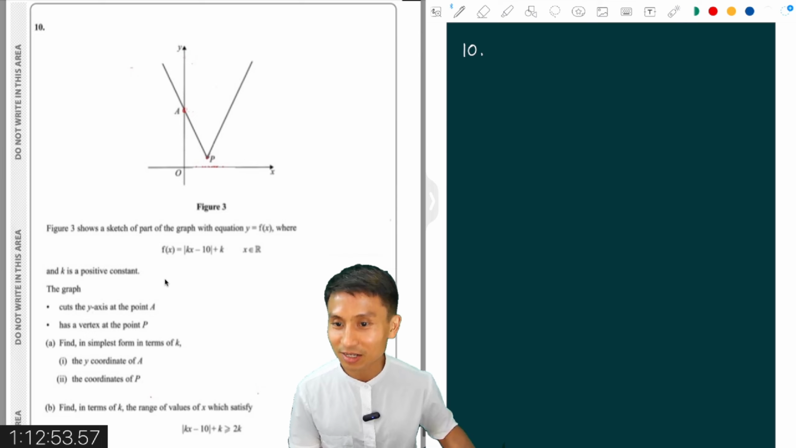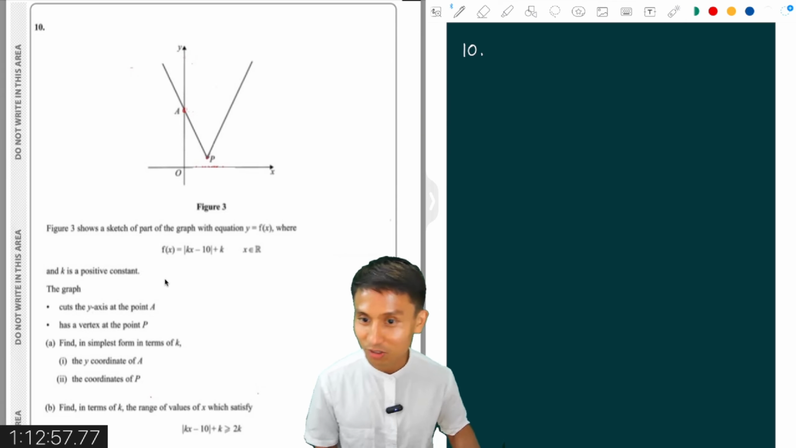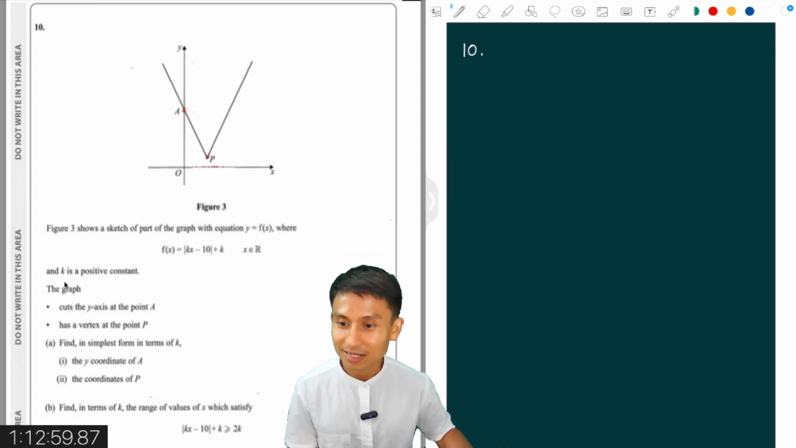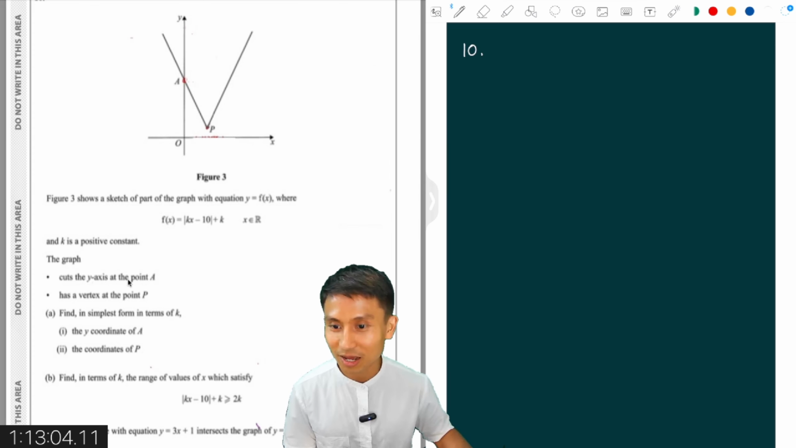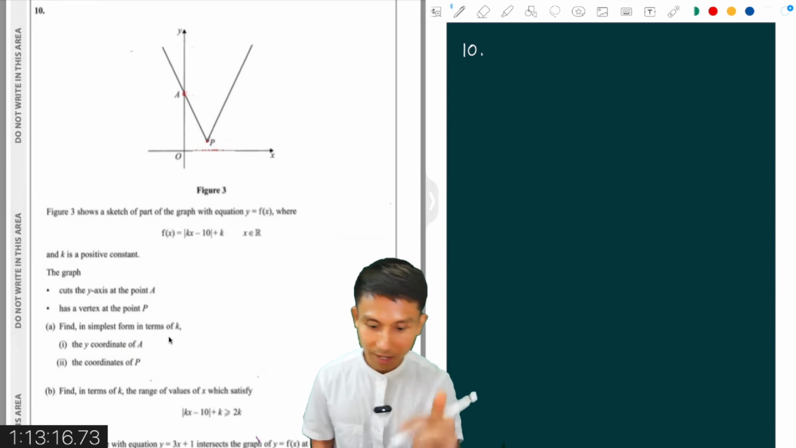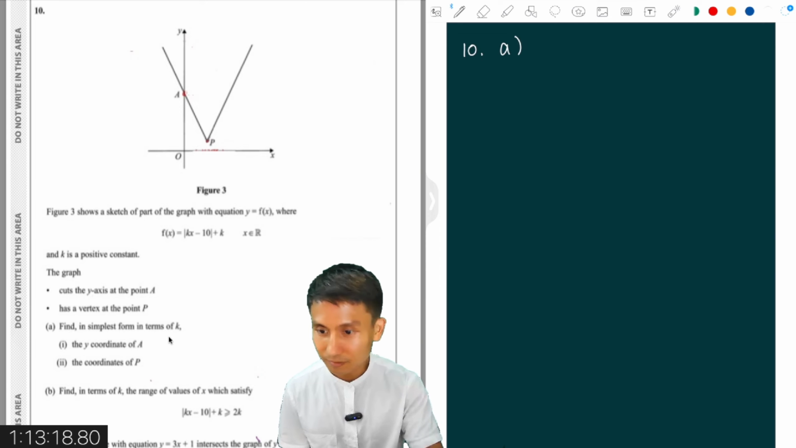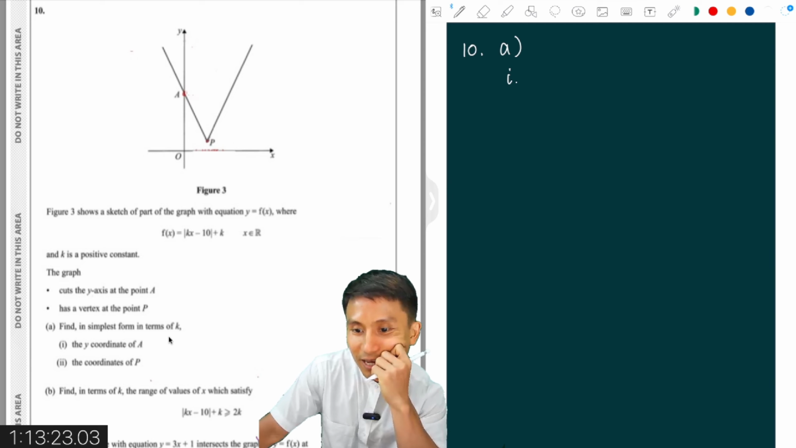Figure 3 shows a sketch of a part of a graph with equation y equals f(x), where f(x) is a modulus expression, and k is a positive constant. Nasty. The graph cuts the y-axis at point A and has a vertex at point P. Okay, so you don't know k here for the time being. Find, in the simplest form in terms of k, okay, part A, the y-coordinate of A in terms of k.